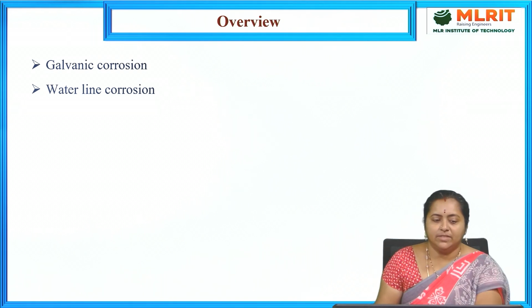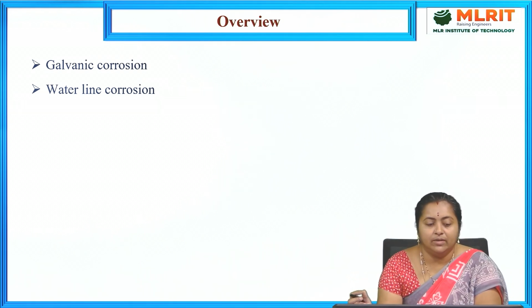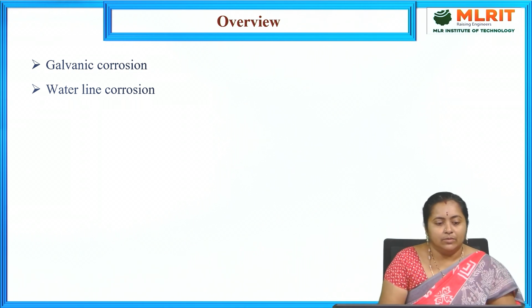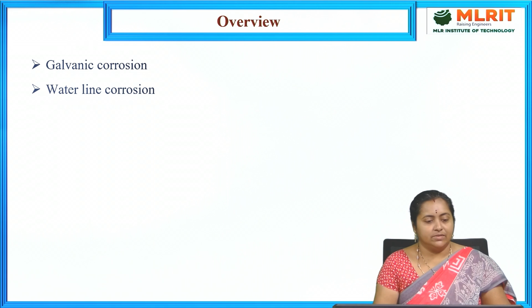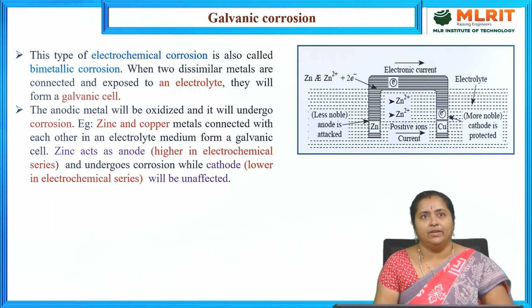So, in today's presentation, we are going to learn about different types of corrosion reactions. In those, two were mentioned here: galvanic corrosion and waterline corrosion. So, let us go with the first one, galvanic corrosion.